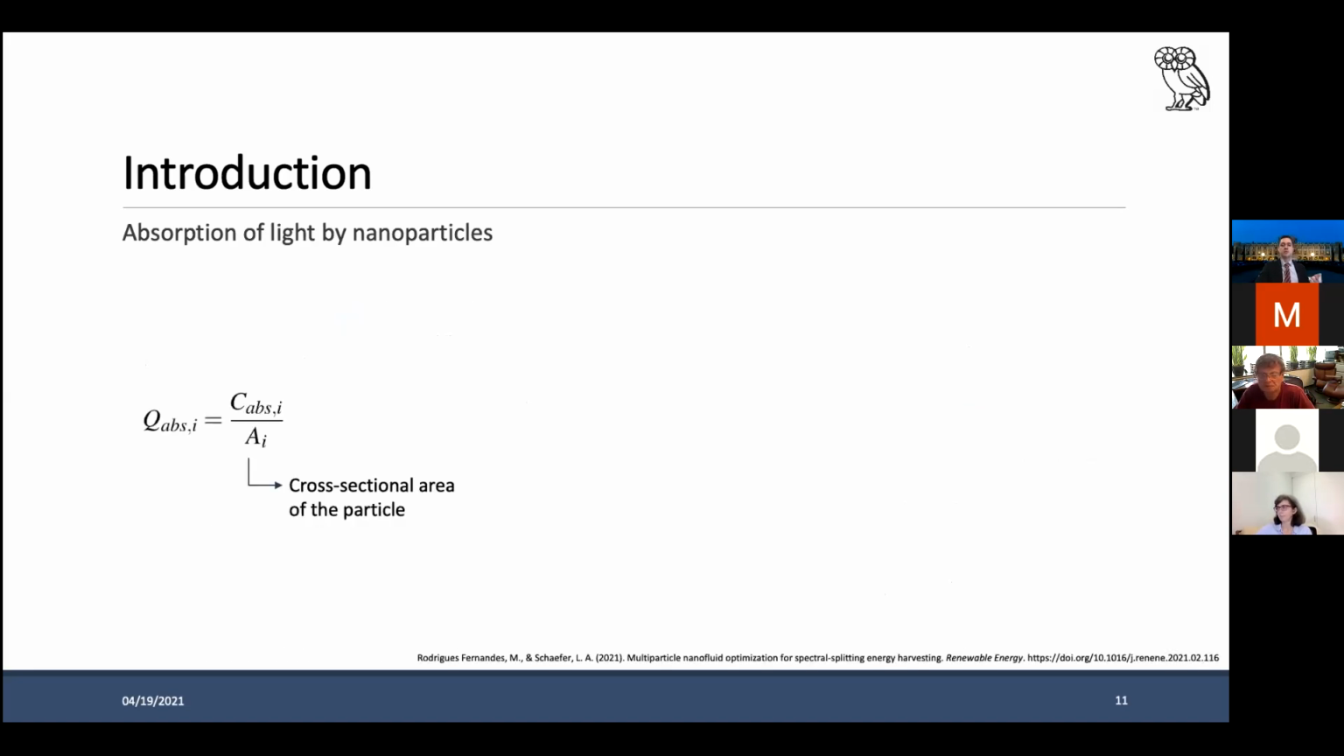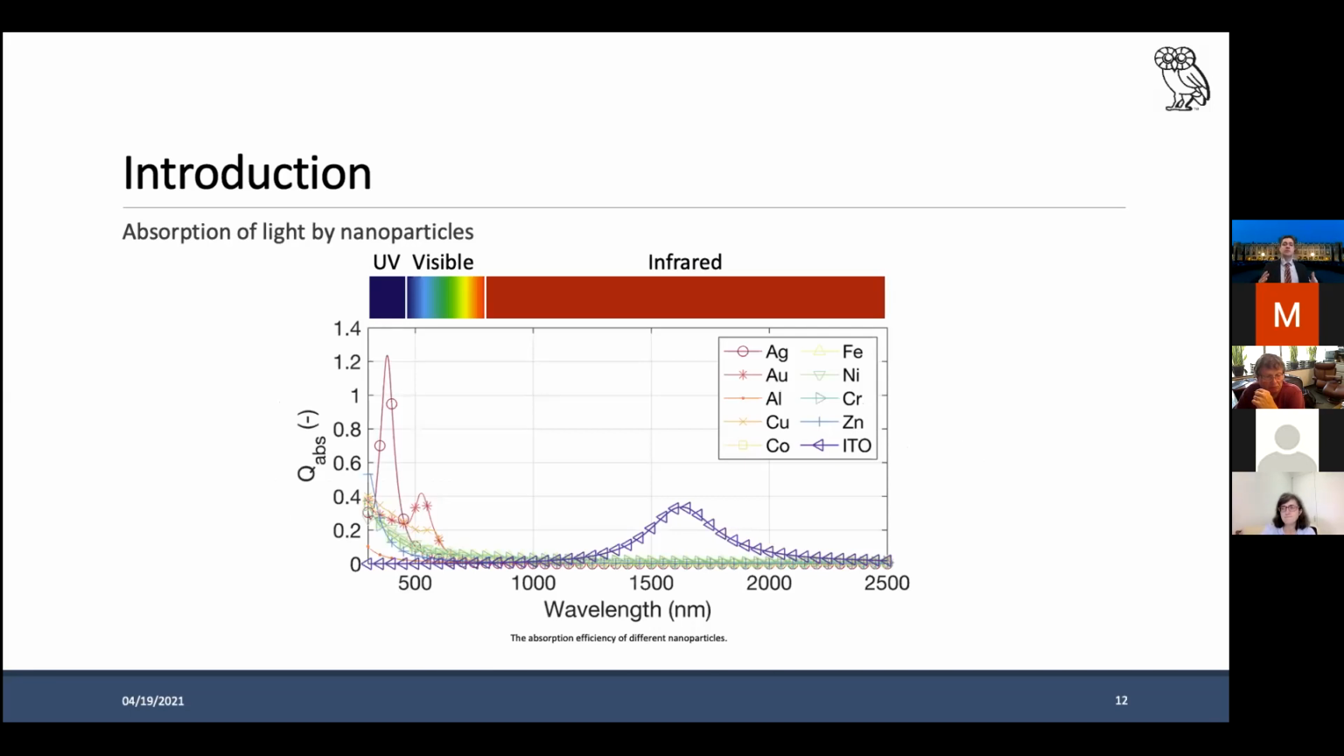To calculate the absorption of radiation by nanoparticles, we need to obtain the absorption cross-section, which for small particles depends on the size of the nanoparticle, as well as on the intrinsic optical properties of the material and the base fluid, represented by epsilon_i here and epsilon_m. As an example, this figure shows the absorption efficiencies of different particle materials when the particle sizes are small in this case. Some particles absorb well in the ultraviolet, other particles well in the visible, and others in the infrared region.